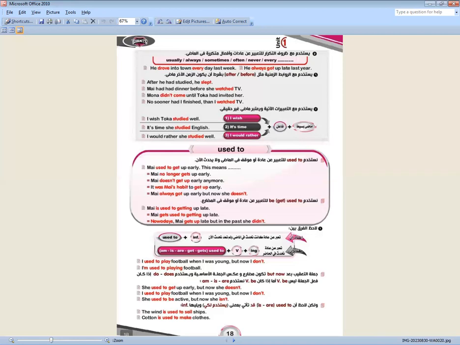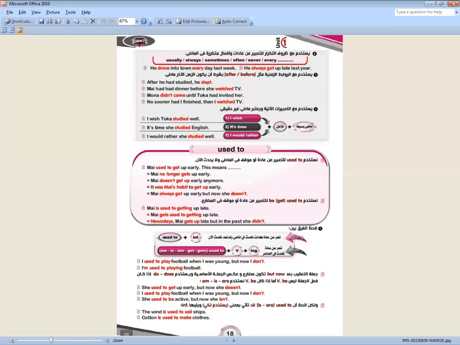Also, we can use used to with the meaning of for or because, something like that. Like, the wind is used to for what? To sail ships. Cotton is used to make clothes.